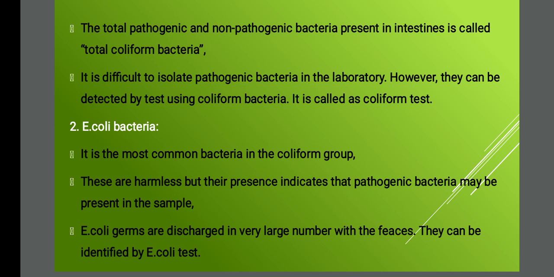They are identified by the E. coli test. So when we go to the bathroom, a lot of discharge happens, and mostly these E. coli germs come. Okay, and they are tested by the E. coli test. Is it clear with the point? So two things are there. One is said to be total coliform bacteria, another one is called E. coli bacteria.